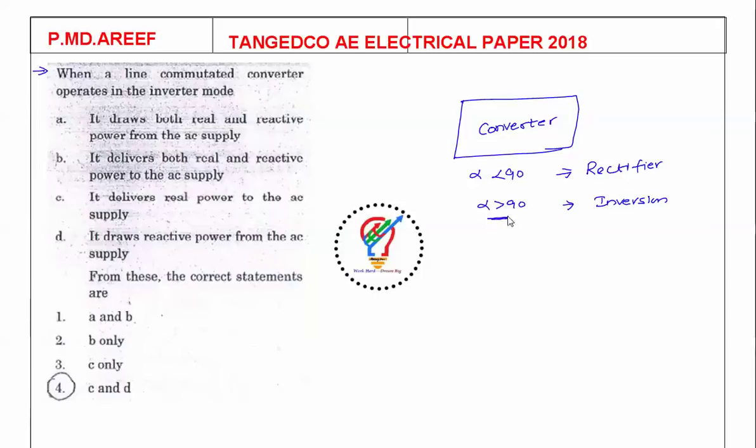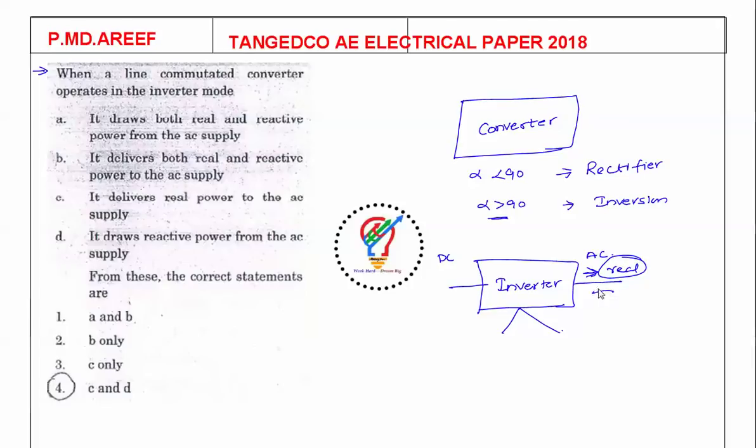Now during this condition, what is happening here? When this converter acts in inverter mode, as we know the input is going to be DC and the output is going to be AC. So during this condition, what is going to happen here? It draws the real power from the DC side and delivers real power to the AC supply, and it draws the reactive power from the AC supply.